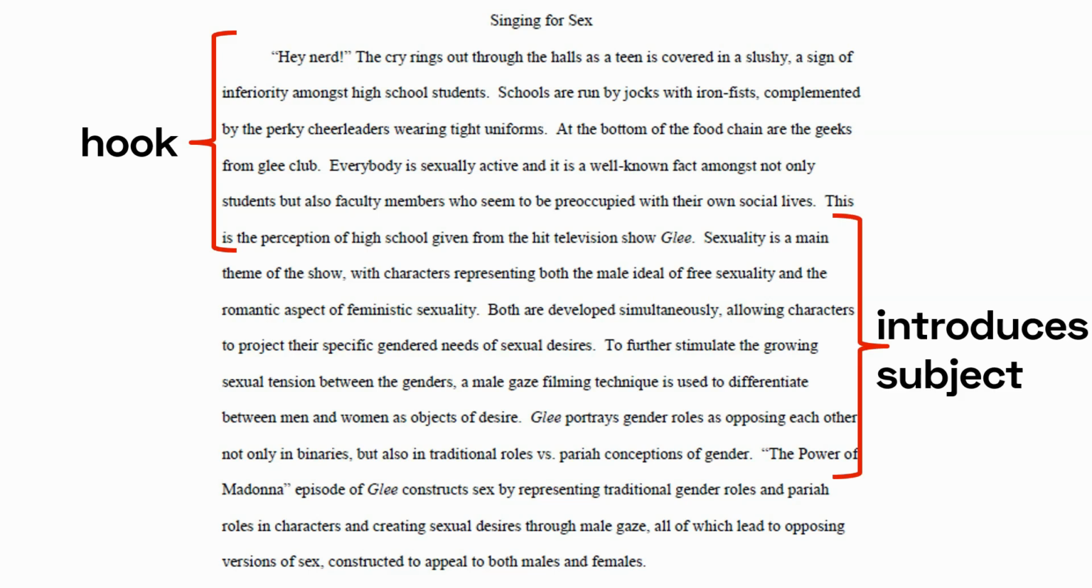Then it introduces the subject. It talks a bit about Glee, but it talks a lot more about the specific version of sexuality that is being discussed. So, yeah, we know we're talking about Glee. We know that more important than the show is this discussion of sexuality and how stereotyping is used within it. And then we end up with a thesis statement.